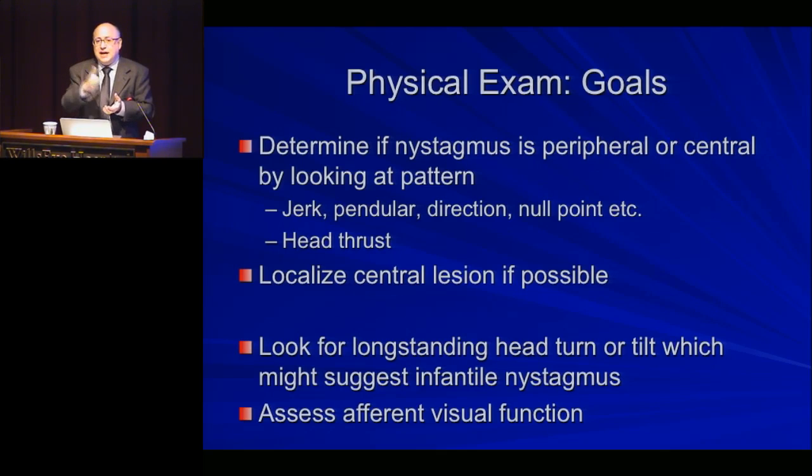If they have a corrective saccade, then their vestibulo-ocular reflex is faulty. And if it's in one direction, that's a peripheral vestibular problem. So that's one of the criteria that neurologists now use, or ER docs use, to distinguish a peripheral from a central acute vestibular problem. If it's central, you want to localize it by looking at the pattern. Is there a localizing pattern? You want to look for a long-standing head turn or head tilt, which might suggest infantile nystagmus or spasmus nutans. And of course, you want to assess afferent visual function in these patients.